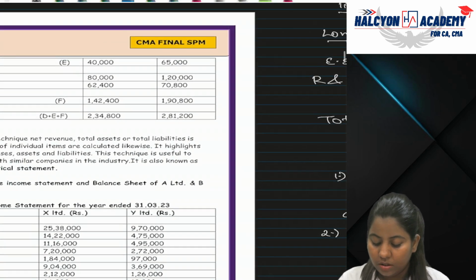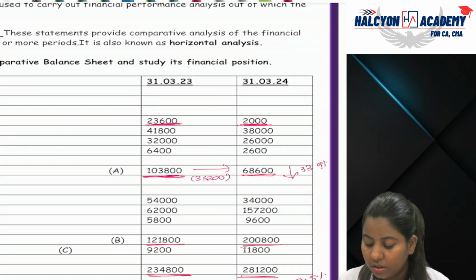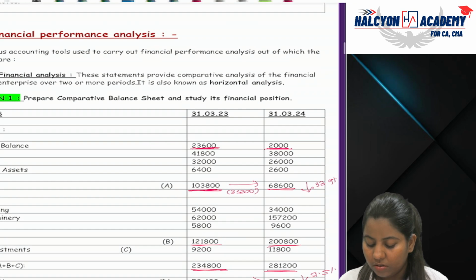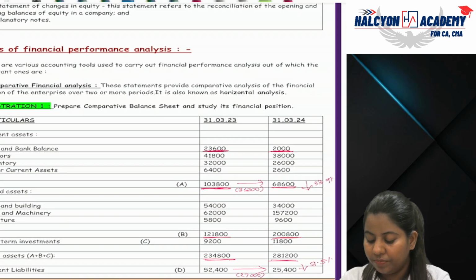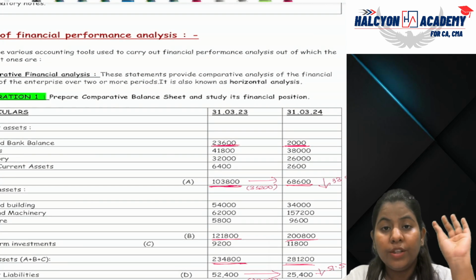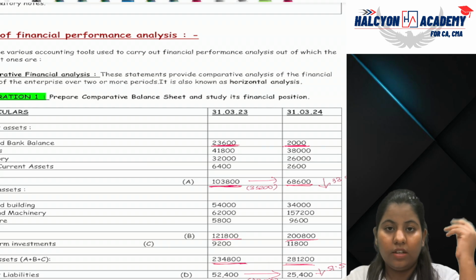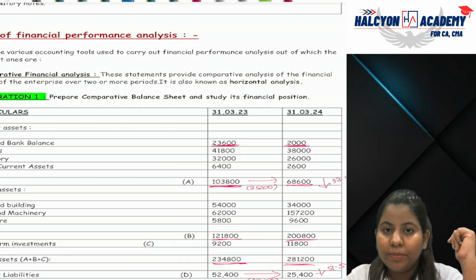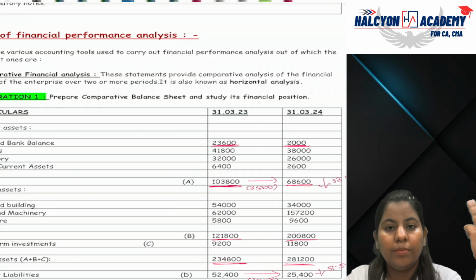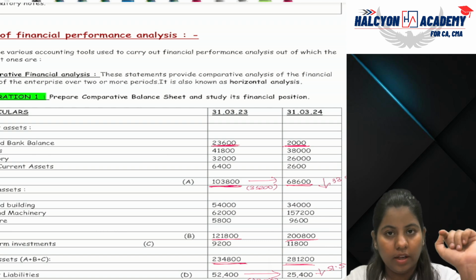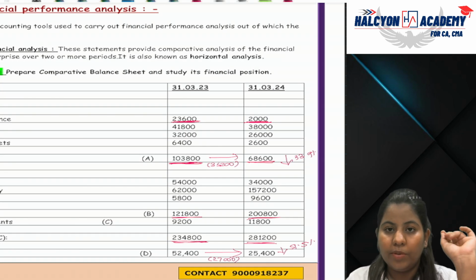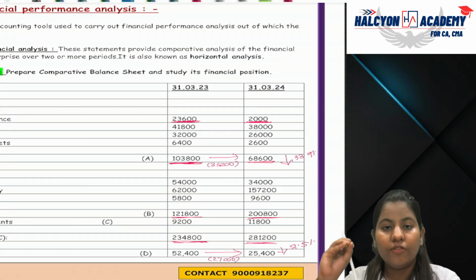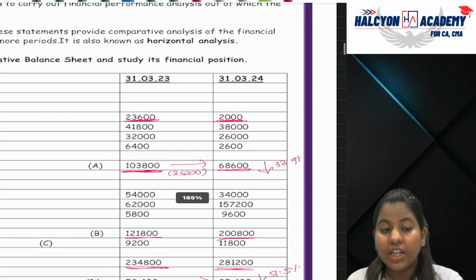Then the second point. First of all, how can you analyze the financial position of any entity? You can see the cash and bank balance, the current assets, current liabilities, then long-term debts, owner's equity. You can analyze these particular things, right? So first we saw the current assets and current liabilities, the liquidity position of the organization. Then we are going to see the cash and bank balance.